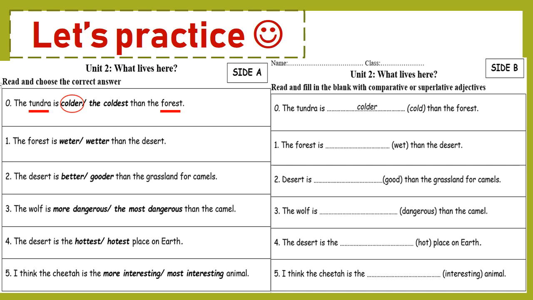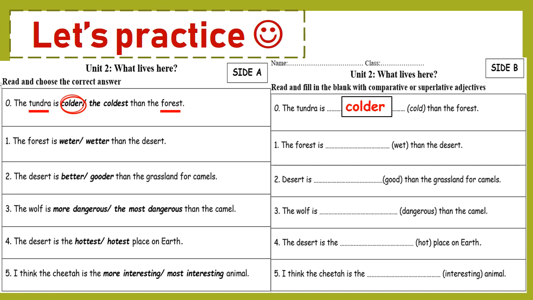And for side B, you're gonna read and fill the blanks with comparative or superlative adjectives. For example number 0, the tundra is cold than the forest. You see, to compare tundra and the forest, we need comparative, and the comparative form of cold is colder. So you write colder on the blanks. And you can do the same for number 1 to 5 inside B.